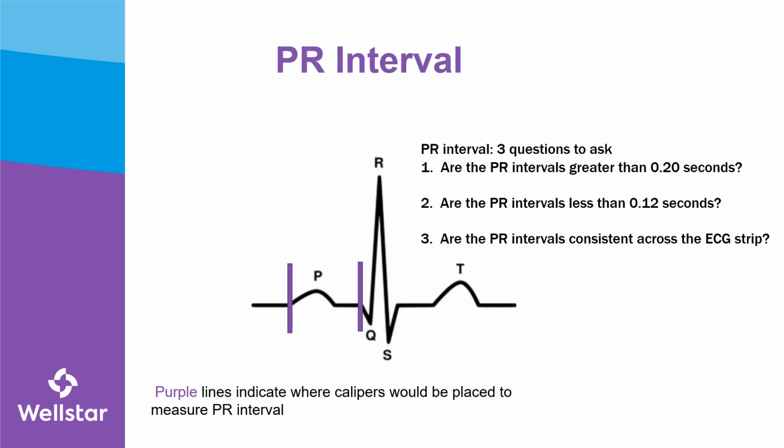The PR interval: there are 3 questions to ask yourselves. Are the PR intervals greater than 0.2 seconds? Are the PR intervals less than 0.12 seconds? Are the PR intervals consistent across the EKG strip? The purple lines in this graph, at the very beginning of the P and right where you go to the Q, indicate where calipers should be placed to measure the PR interval. So take your calipers or measuring device, or calculate the number of boxes from one line to the next line, and you'll get your PR interval.